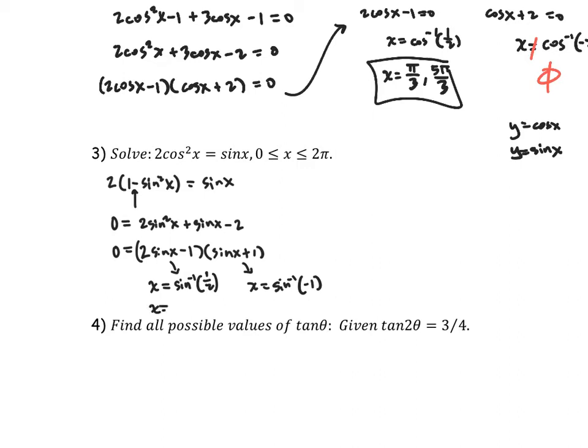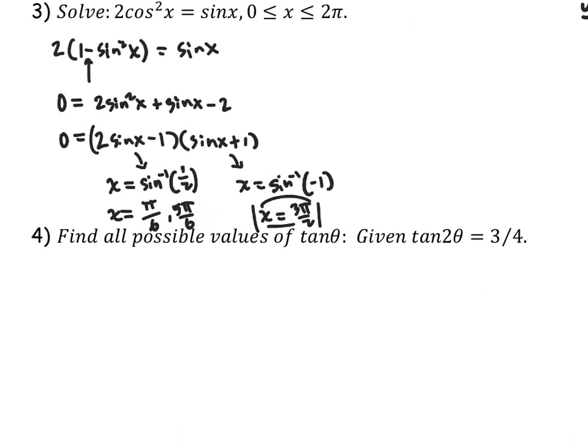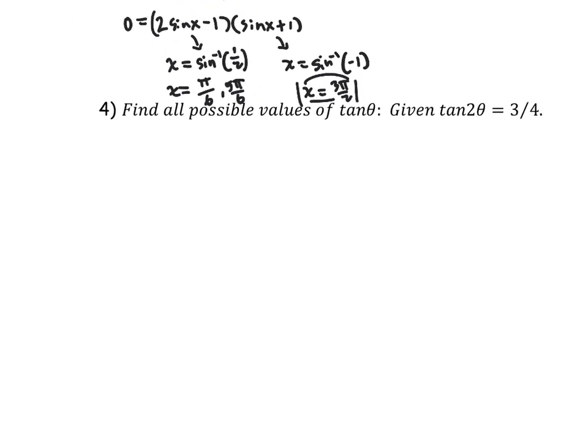All right, so this is going to give me two answers. Inverse sine of 1/2 will give me pi over 6 and 5 pi over 6. You got to know your unit circle, you guys. You just got to know it. And then 3 pi over 2 for inverse sine of -1. All right, outstanding. A little bit different flavor here on number 4.